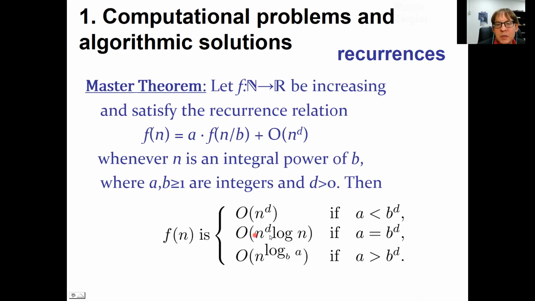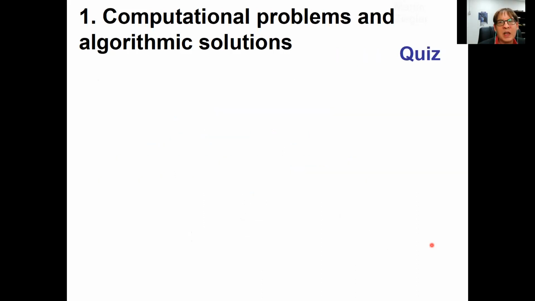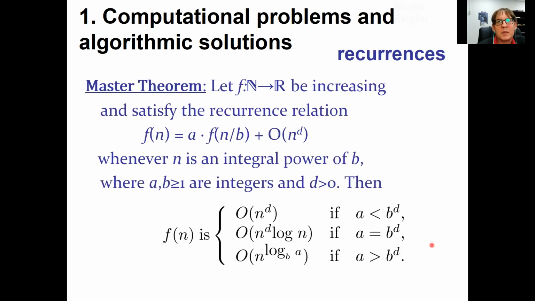And then there's this intermediate case where between strictly less and strictly greater, there's actual equality. And in this case, there's an additional factor of log n. Anyway, this is the master theorem. We won't prove that. That's a subject of discrete mathematics. We will use that when we design and, more precisely, when we analyze algorithms for the polynomial multiplication problem.